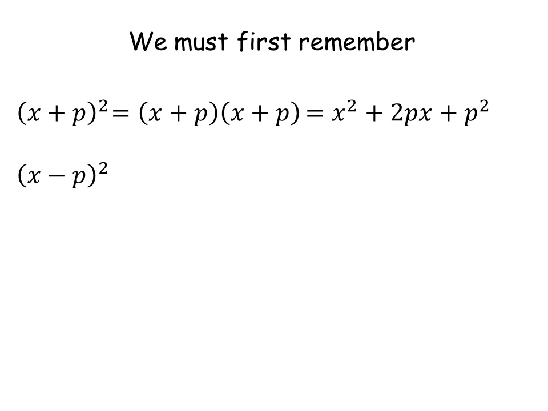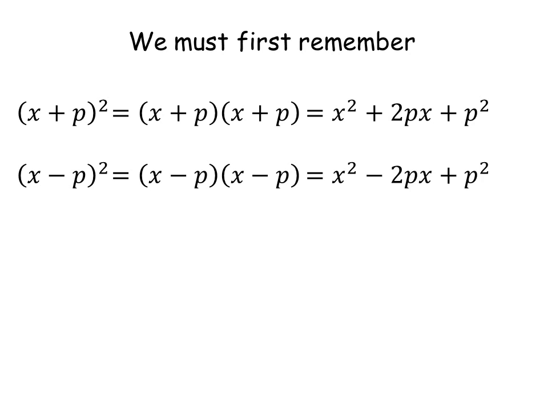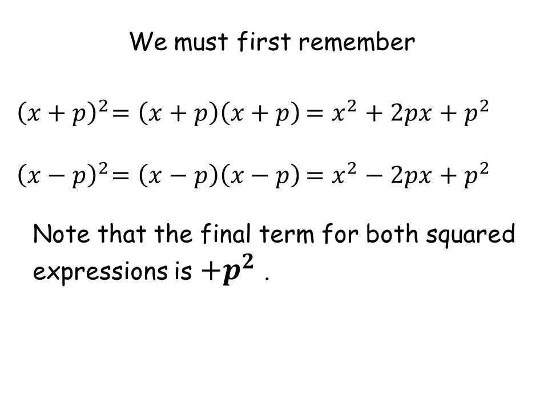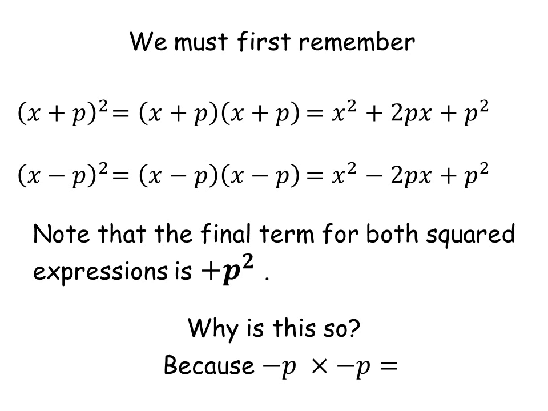What about x minus p all squared? Well, that is (x minus p) multiplied by (x minus p), which is equal to x squared minus 2px plus p squared. Please note that the final term for both squared expressions is plus p squared, notwithstanding the negative signs in the second expression. And why is this so? Well, because negative p by negative p is positive p squared. There it is.